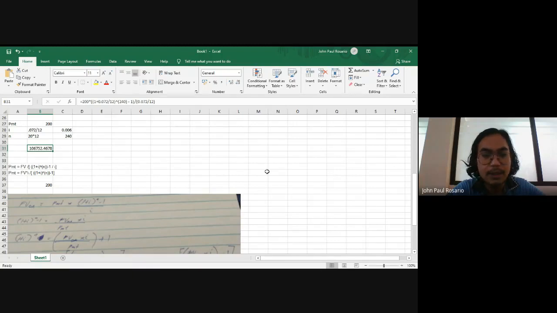Then let's do... Wait, we should still enclose it with another parenthesis. Okay. Then minus 1. Oh, plus 1. And then over, we have log of 1 plus 0.072.